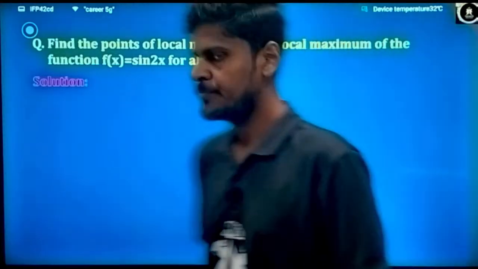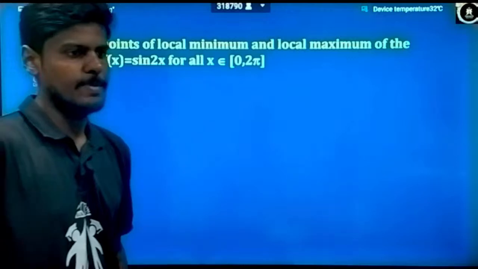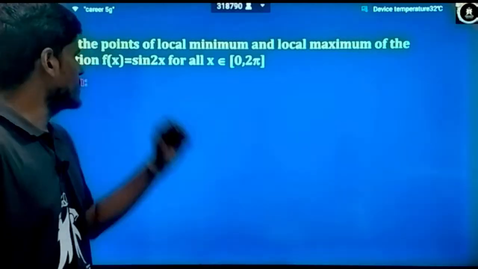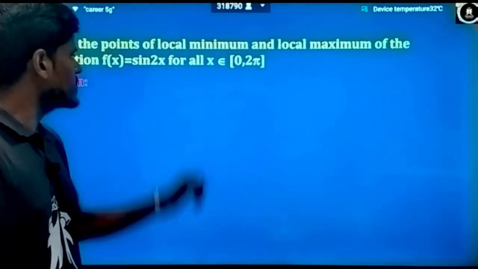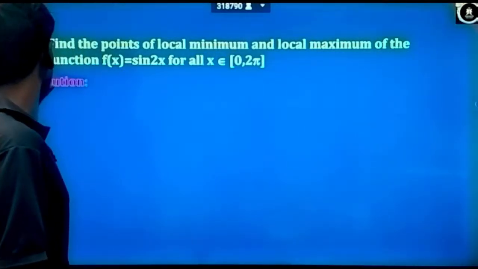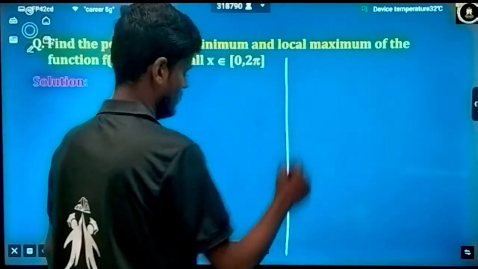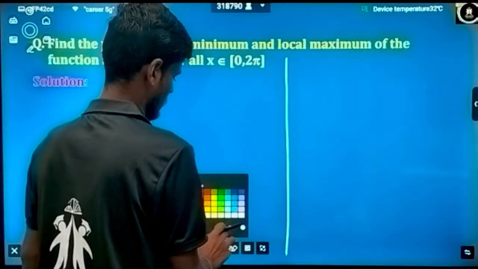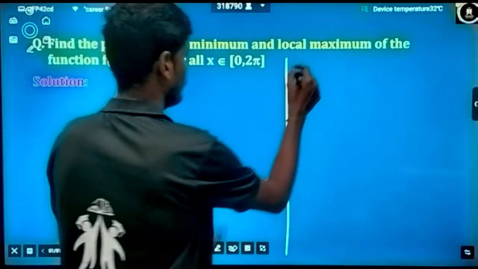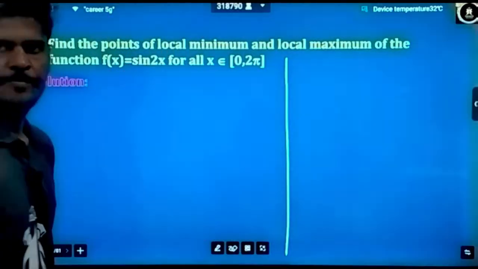Next question, find the points of local minimum and local maximum of the function f of x equal to sin x sin 2x. This is a trigonometric function and x belongs to 0 to 2 pi. Okay, now we will solve this question. First step is differentiate this.